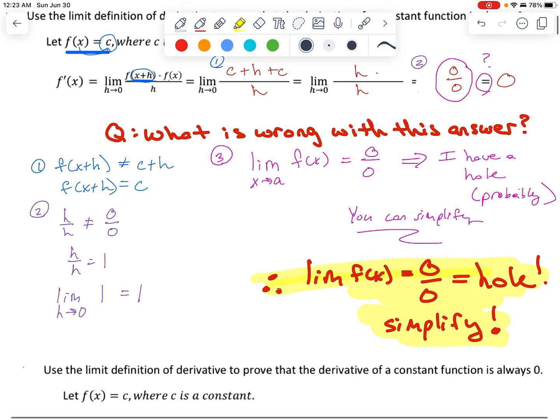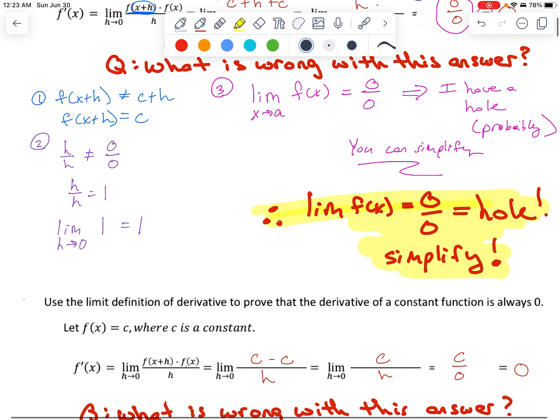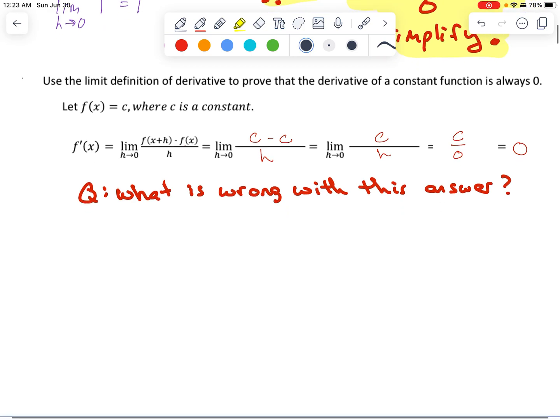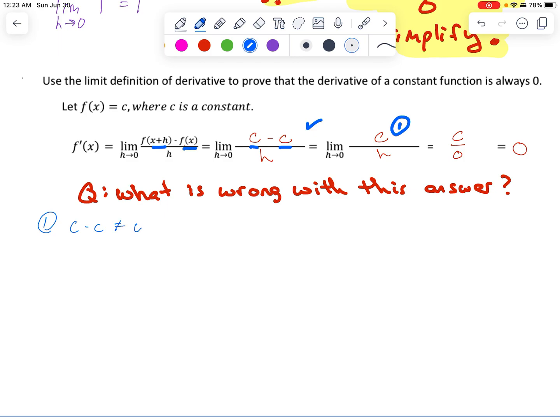All right, so here's another solution that I received. And my question now is, what's wrong with this answer? Well, they did the first step right, where they plugged in f of x plus h is c, and f of x is c, and they left that over h, so that part looks good. But when they subtracted, that part right here, that part's not right. C minus c is not c. It's 0.